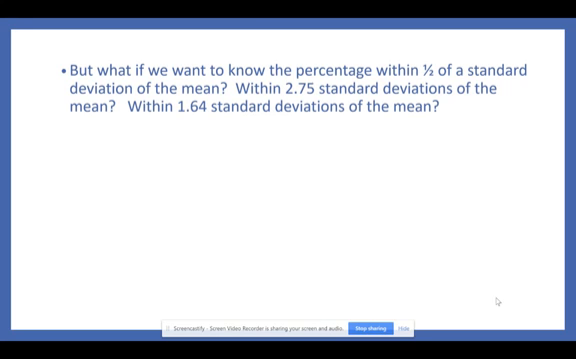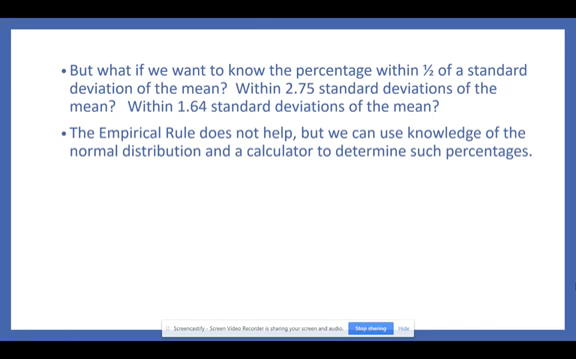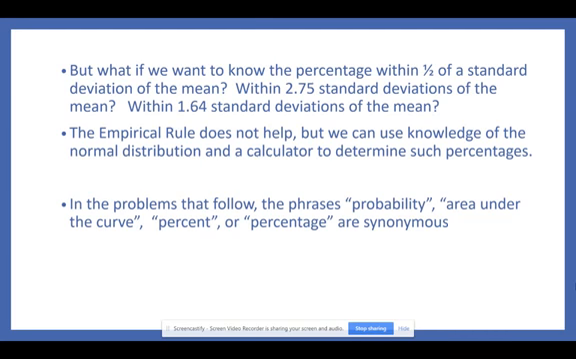But what if we want to know the percentage within half of a standard deviation of the mean, or within 2.75 standard deviations of the mean? Then the empirical rule really doesn't apply, because it only gives us one standard deviation, two standard deviations, or three exactly. So the empirical rule doesn't help us, but we can use what we know about the normal distribution, as well as our calculator or possibly a free website, to determine such percentages. And so we're going to take a look at how to do that in the next video.